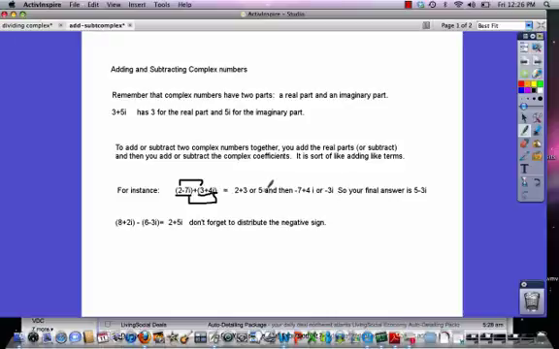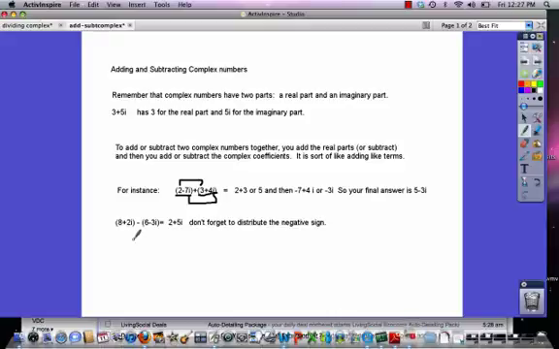So when we add 2 and 3 together, we get 5. So that's part of our answer over here. And then we're going to add negative 7 and positive 4 and get negative 3i, and there's negative 3i over there. Okay? Now, in this case, here's one that's a subtraction.